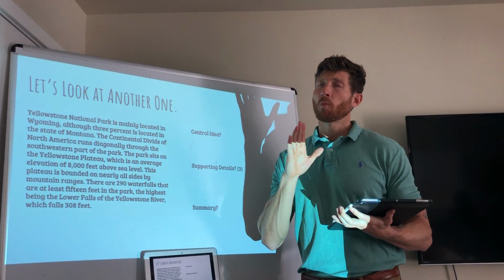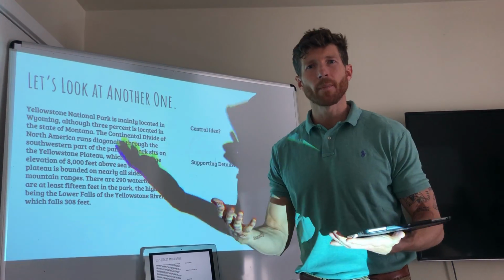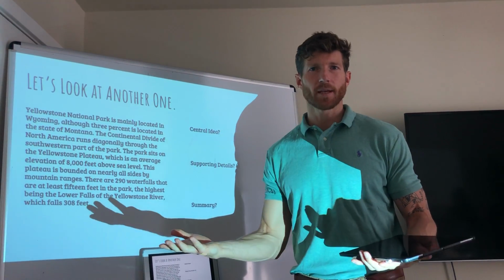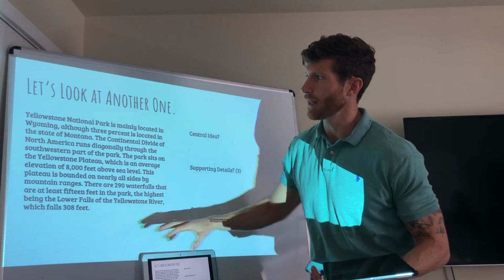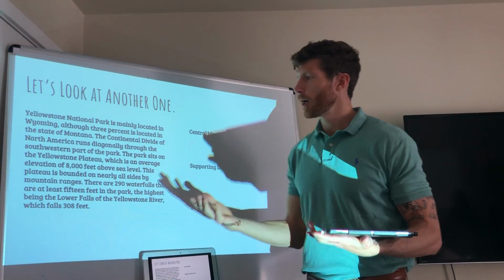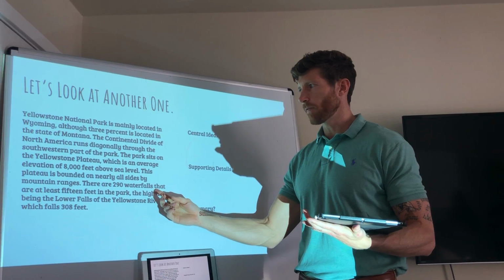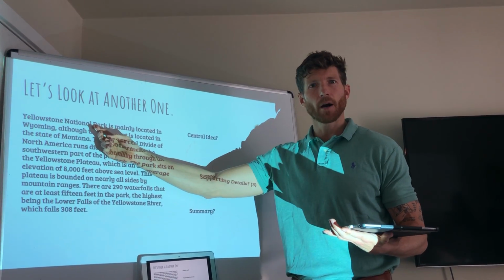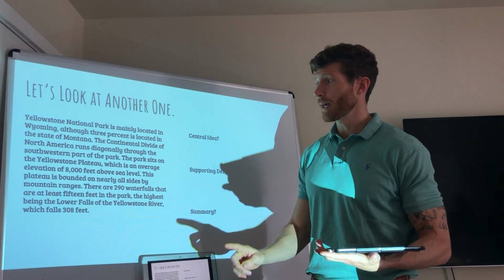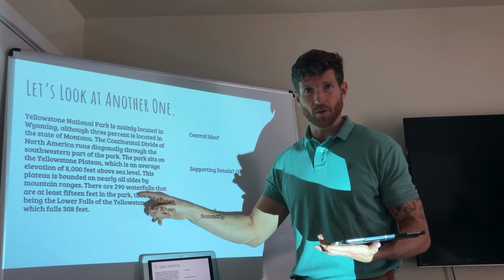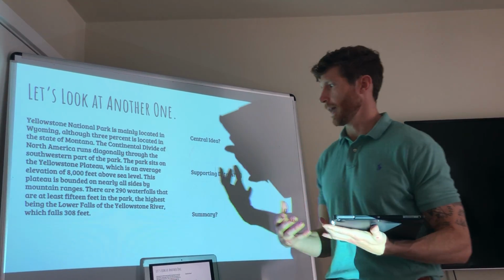Now, one mistake a lot of 7th graders make is they confuse some of the supporting details for the central idea. It's really important to remember that the central idea is what the entire text is about. So, if I were to say my main idea is there are 290 waterfalls in Yellowstone National Park, that would be the wrong main idea. Why? Because this is a supporting detail which holds up the central idea.